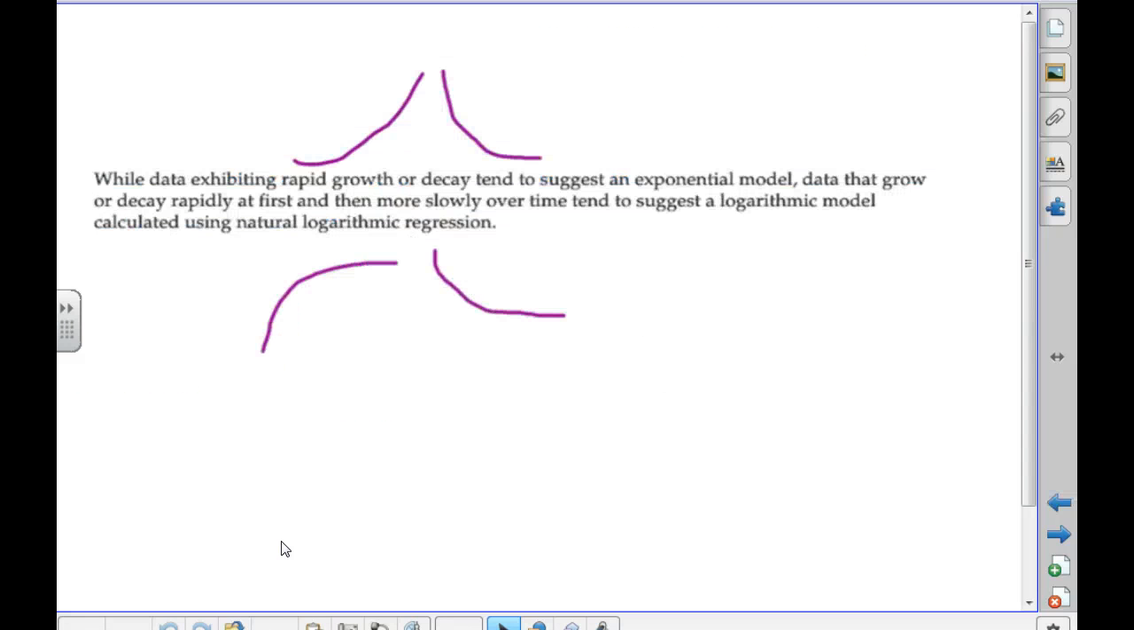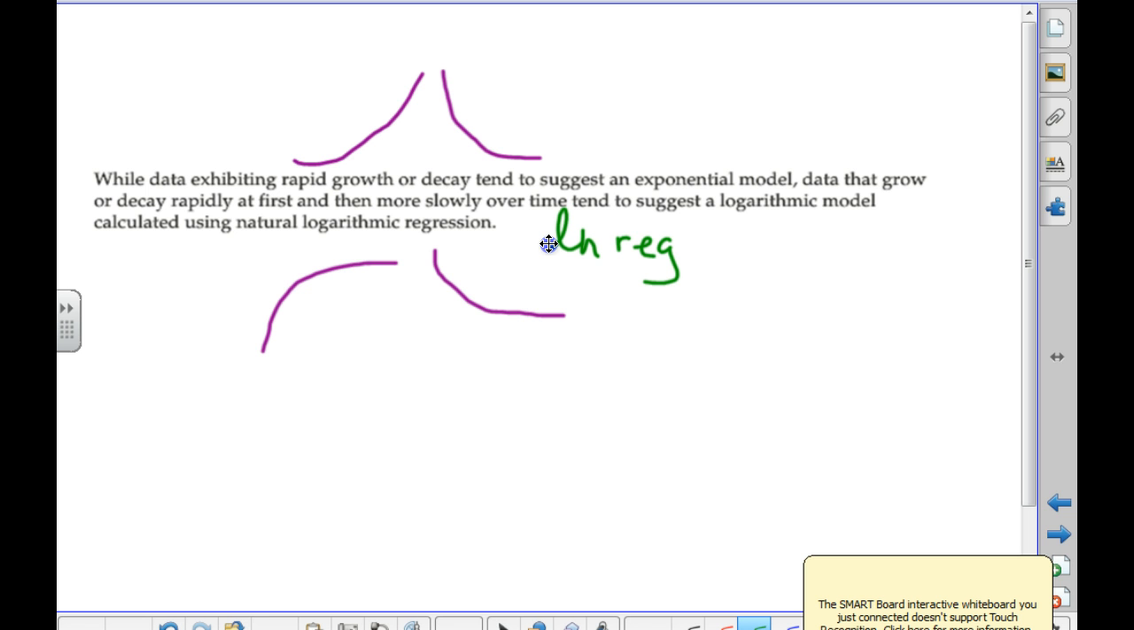All right, well, data exhibiting rapid growth or decay tends to suggest a more exponential model. Data that will grow or decay rapidly at first and then slow down over time tends to suggest a logarithmic model calculated using the natural logarithmic regression, which on your calculator is going to be LNREG. Okay?